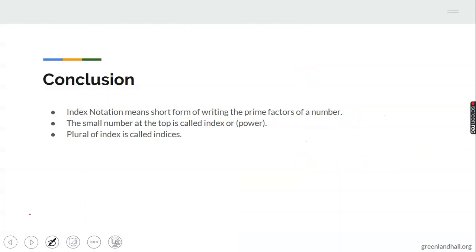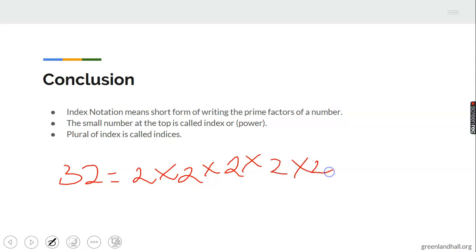Now, to conclude, let me tell you once again that index notation means the short form of writing the prime factors of a number. Like we said earlier, 32 is what? 2 times 2 times 2 times 2 times 2. That's 5 times. Instead of writing 2 times, just write it there. Is 2 how many times? 5 times. 2 raised to power 5. That is the index that we are talking about. Then the small number at the top is called the index or power, while the plural of index is called indices. Take note of that.